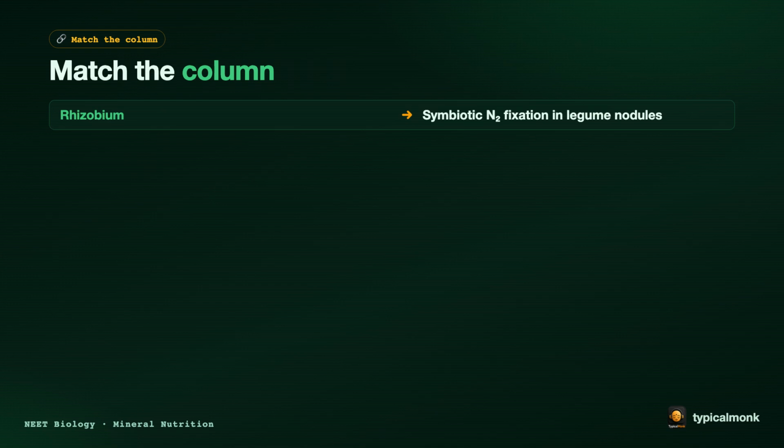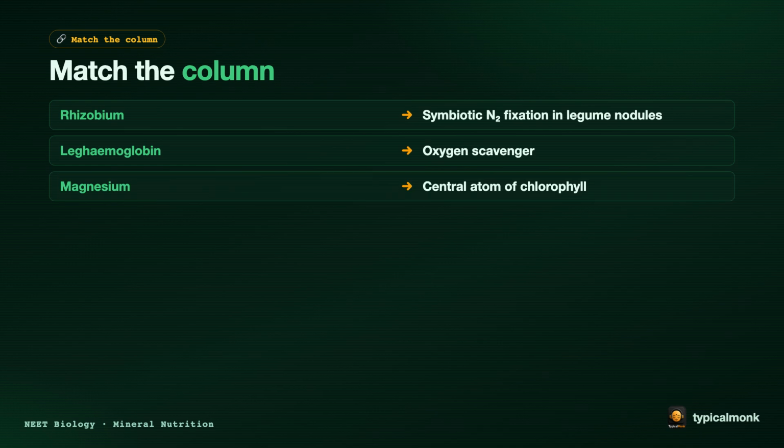Now, the second drill, match the column. Make the correct pairs. Rhizobium, symbiotic nitrogen fixation in legume nodules. Leg hemoglobin, an oxygen scavenger. Magnesium, the central atom of chlorophyll. And chlorosis, the loss of chlorophyll.